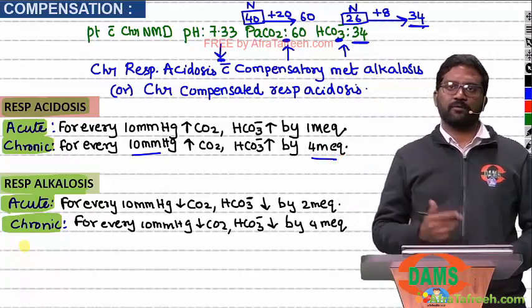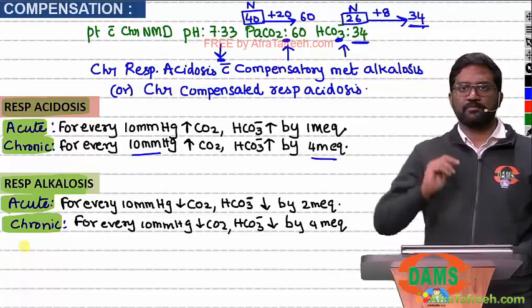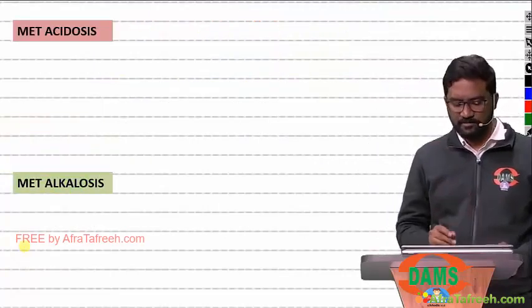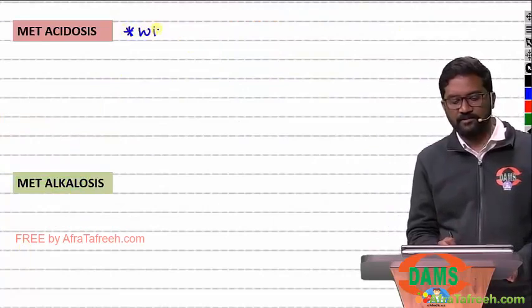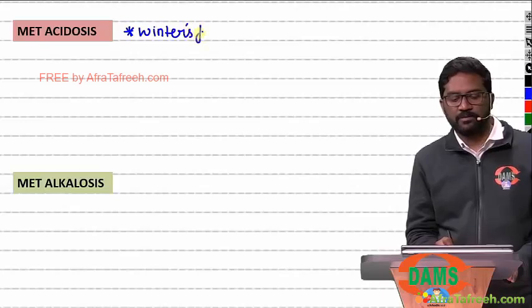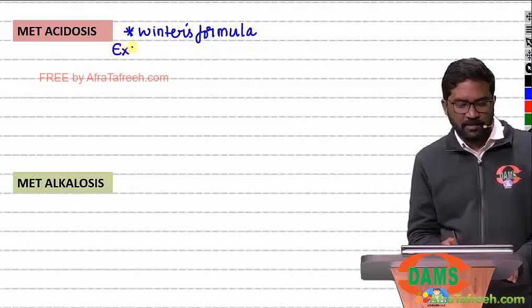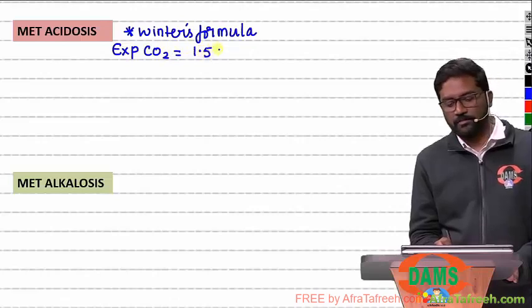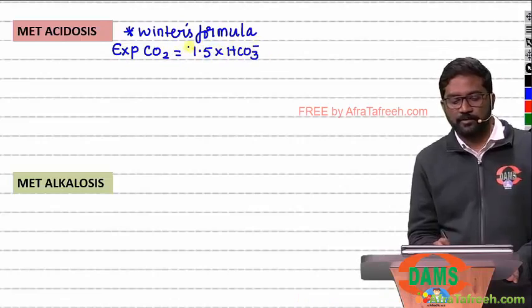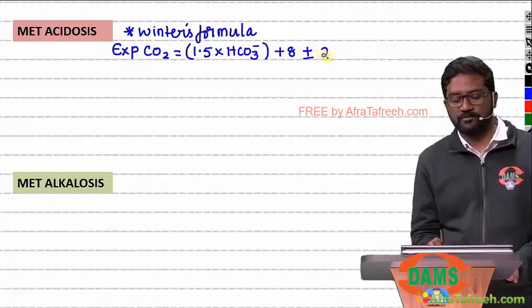Let us see how to calculate compensation for primary metabolic disorders. Again, there are two metabolic disorders, metabolic acidosis and metabolic alkalosis. For metabolic acidosis, there is a special formula. The name is Winter's formula. According to this, expected CO2 is equal to 1.5 into bicarbonate plus 8 plus or minus 2.